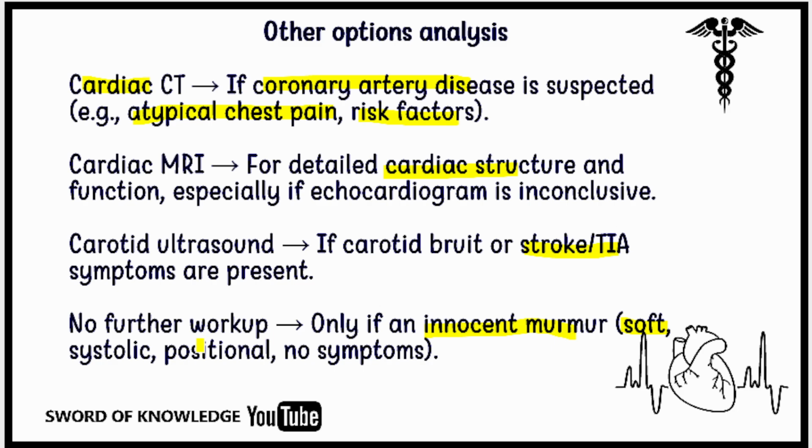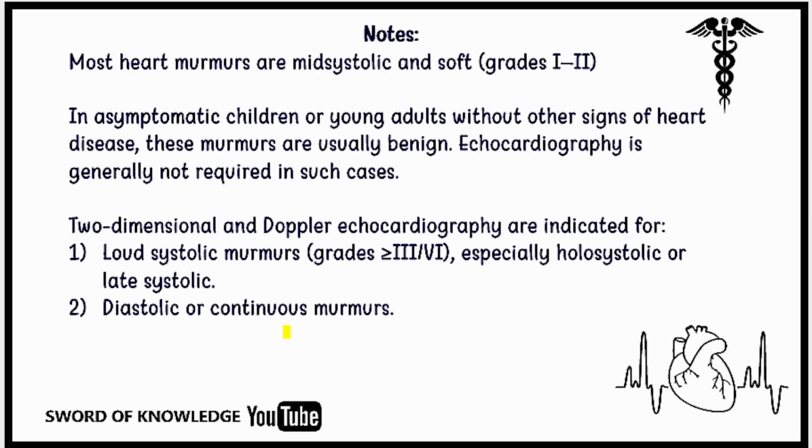So if the murmur is soft, then no further workup is required. If it is a systolic murmur, or positional, or there are no symptoms, then we will choose this option. Further, some important notes that you have to remember: most murmurs are mid-systolic and soft, grade 1 and 2. Remember, mid-systolic, not diastolic. If the patient is an asymptomatic child or young athlete without any sign of heart disease, these murmurs are usually benign. Echocardiography is generally not required.